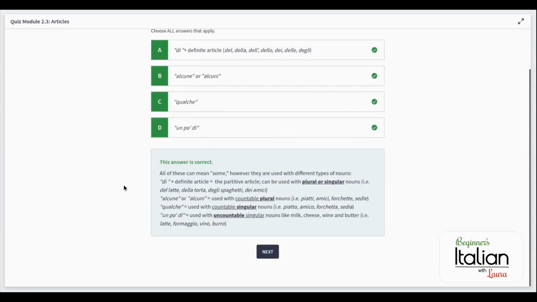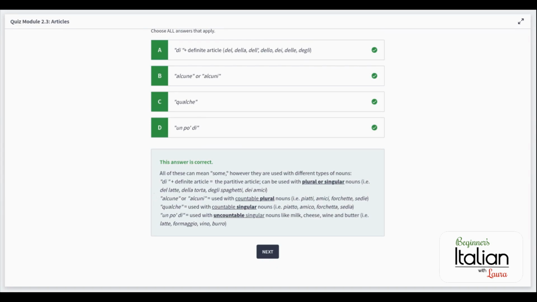Okay, so all of these are correct. All of these can mean some, however, they're used with different types of nouns. Di plus a definite article forms the partitive article. It can be used with plural or singular nouns. For example, del latte, della torta, degli spaghetti, dei amici.